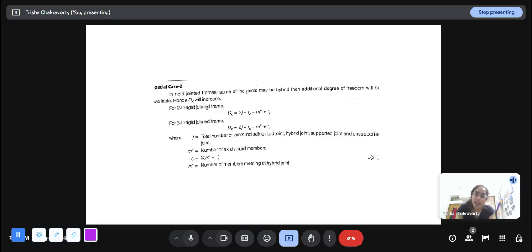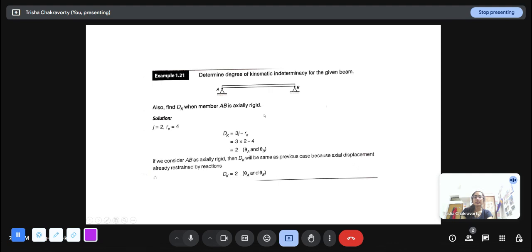So this term we have to add, this RR term. RR is sigma m dash minus 1 for 2D plane, if m dash is the number of members meeting at the hybrid joint. And in 3D space, RR will be sigma 3 into m dash minus 1, when again m dash is the number of members meeting at the hybrid point. And this RR term we have to add. So the overall equation becomes: the number of actually rigid members I subtract, and this term I add.